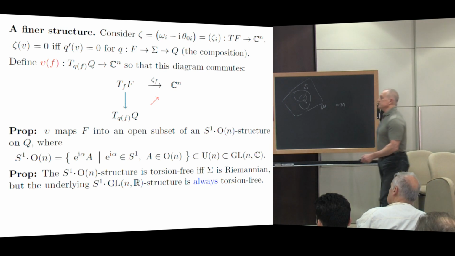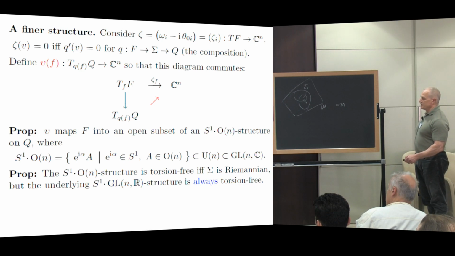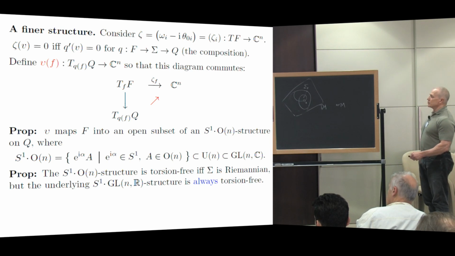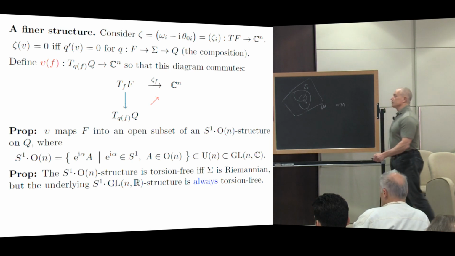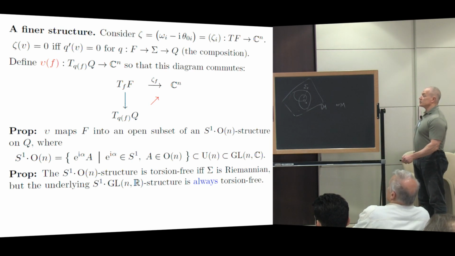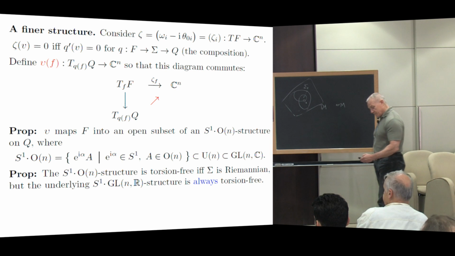However, as we're going to see, there's another way to enlarge this group sitting inside GL(n,C), and that's to enlarge the O(n) by making it be GL(n,R), and keep the scalars be unit complex scalars. And that's a well-defined subgroup of GL(n,C). And what we're going to see is that this underlying S^1 times GL(n,R) structure is always torsion-free, as long as we're in the constant flag curvature case.